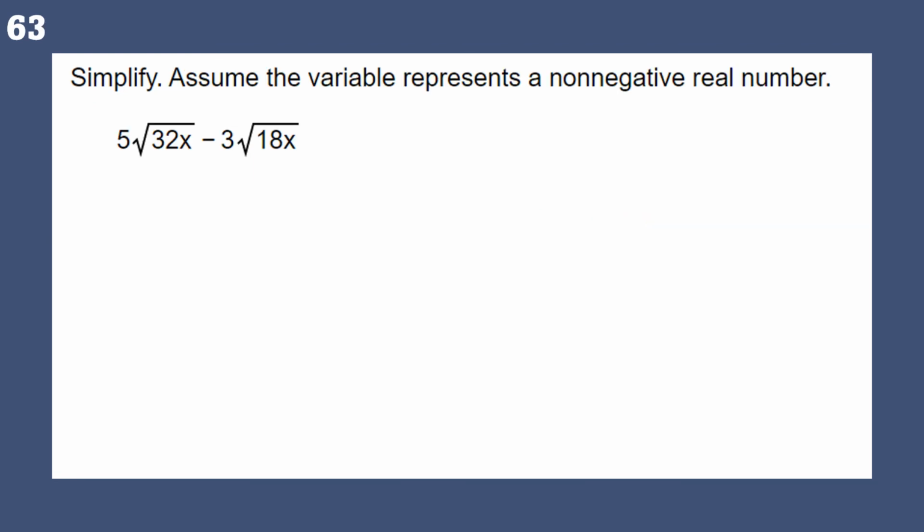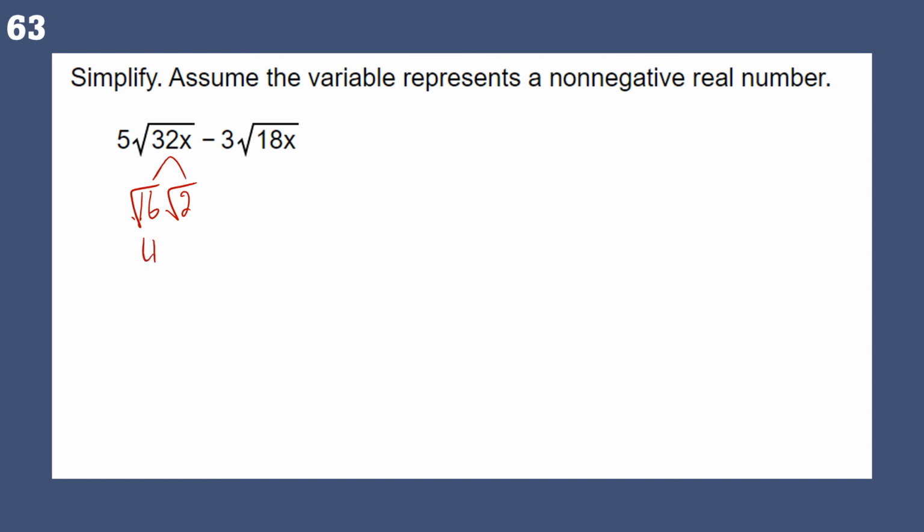Simplify, assuming the variables are non-negative, real numbers. So that means the first thing we're going to do is, we can't combine them unless they have something in common, unless they can be simplified so that the stuff in the radical is the same. So I'm going to try to simplify this as best I can. And I know that 32 is 16 times 2. And I know that the square root of 16 times the square root of 2 would still be the same.